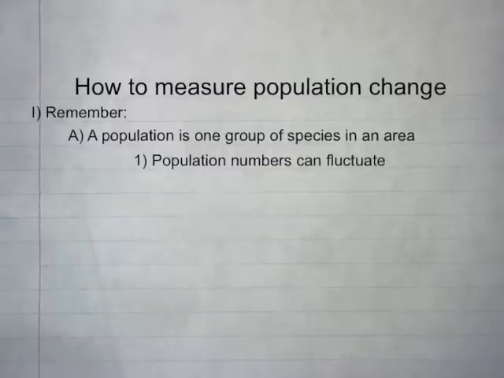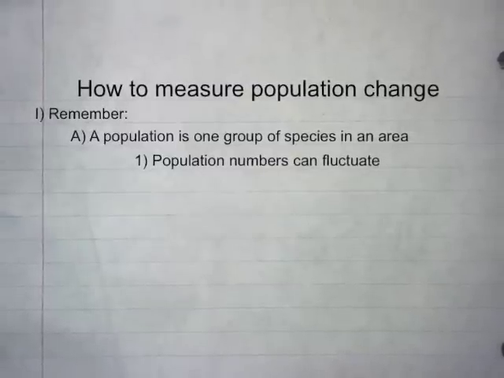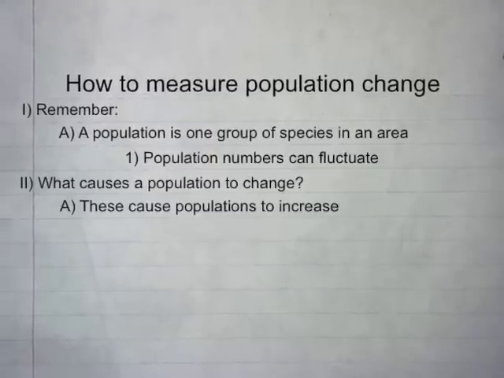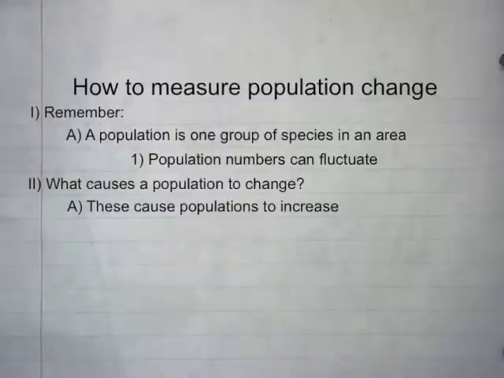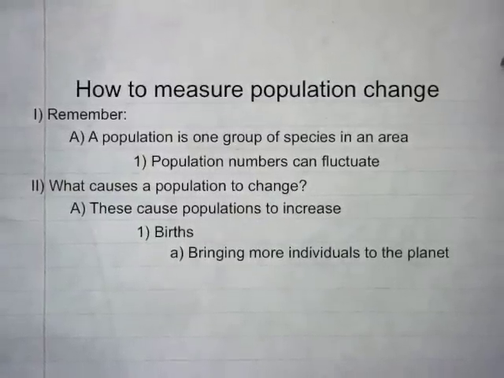How to measure population change. Remember, a population is one group of species in an area, and population numbers can fluctuate. What causes a population to change? These cause population to increase. Births, bringing more individuals to the planet.